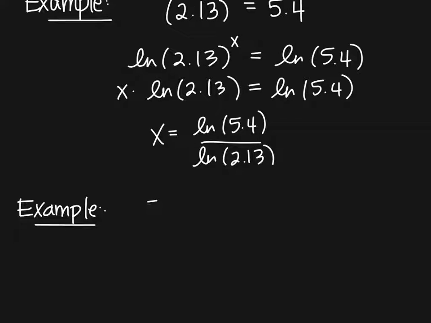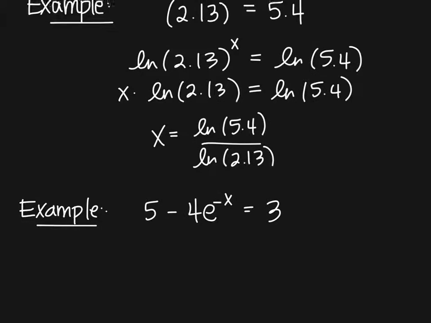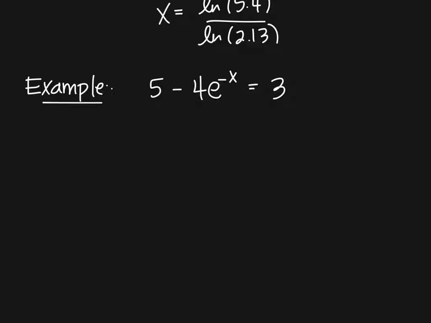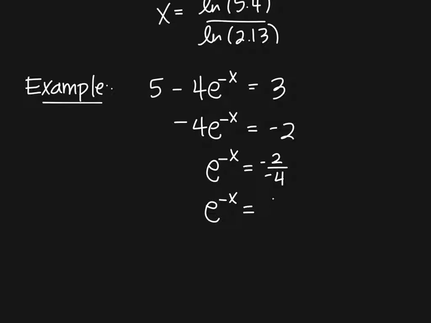Okay, how about 5 minus 4e to the negative x equals 3. Legally, what do we get rid of first? How do I get rid of the 5? Subtraction. That leaves me with negative 4 e to the negative x equals negative 2. Next thing to get rid of, the negative 4. When I divide by negative 4, negative 2 divided by negative 4, two negatives make a positive. So I get 1/2.